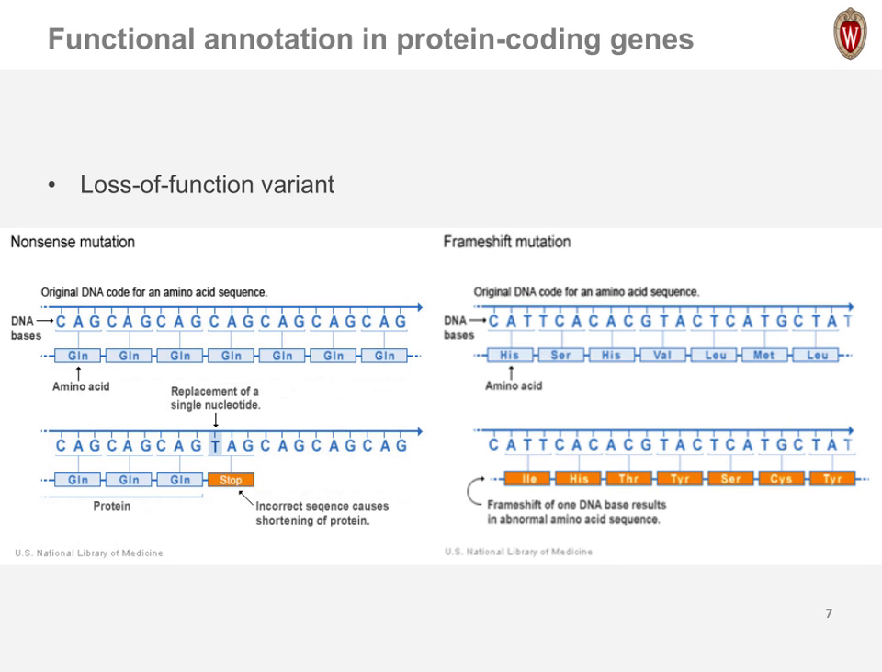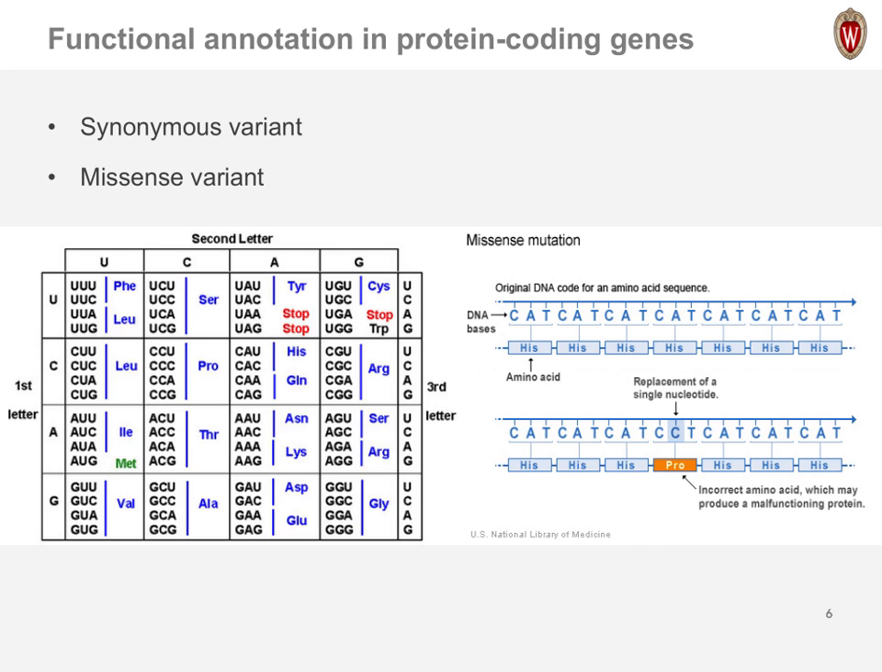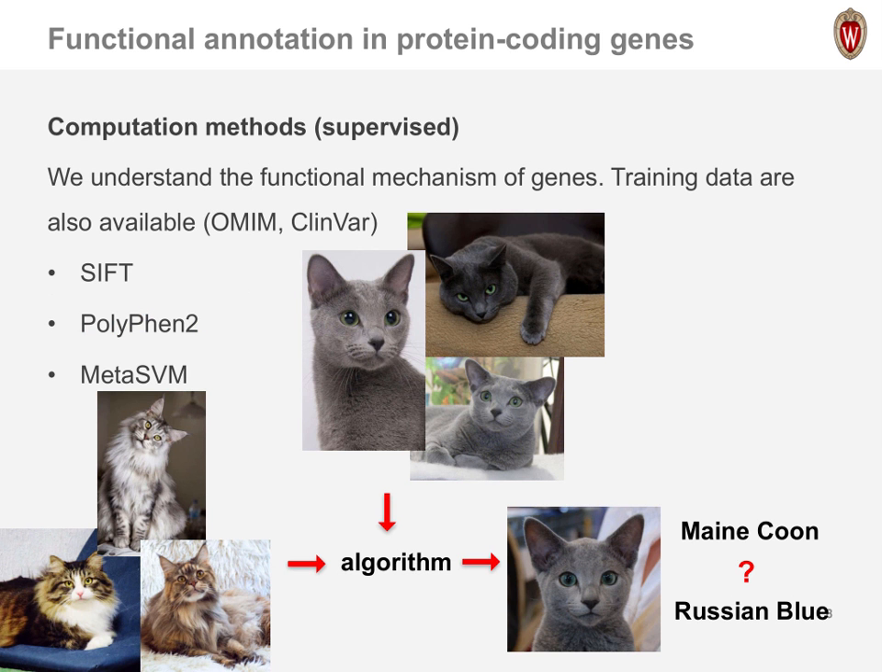But still, it's a non-trivial problem to tell how likely a missense variant is going to have impact on biological function. So computational tools have been developed. Usually, they are based on supervised learning methods. Popular tools include SIFT, PolyPhen, and MetaSVM. Let me use a cat example to illustrate the idea of supervised learning. Basically, you need to use examples to teach your algorithm. You need to give a lot of examples for Russian Blue and a lot of examples for Maine Coon. And you need to throw in a bunch of predictive features, for example, the length of hair, the color of eye, and something else. And the algorithm needs to figure out how to distinguish these two categories.